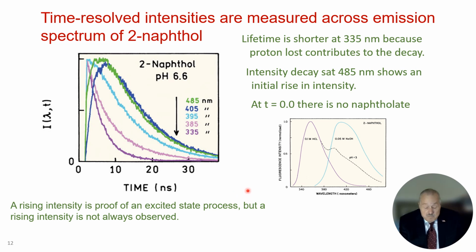So if you're looking at any set of data and you notice a rise from the beginning, that would be stated in the decay law as a negative pre-exponential factor. That's an absolute proof of an excited state process. But the converse is not true. It doesn't always show up, and it's not always observed, but it's nice when you can observe it.